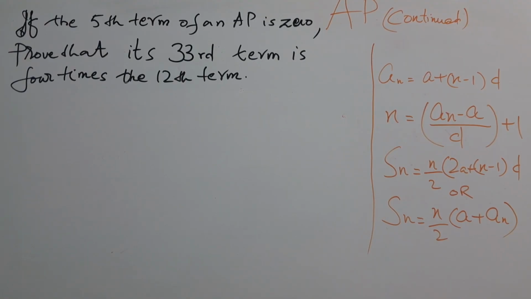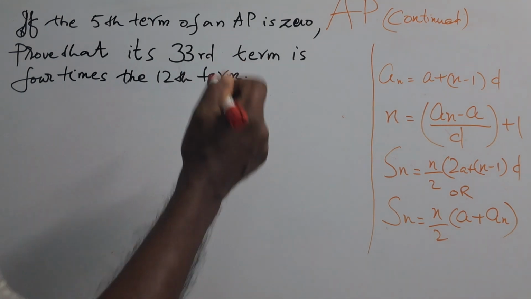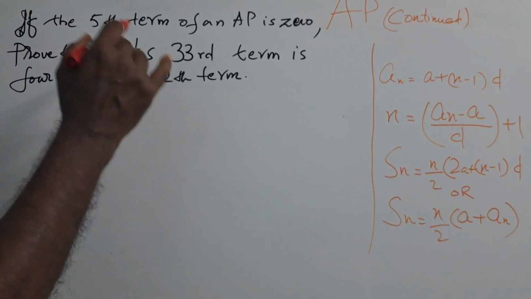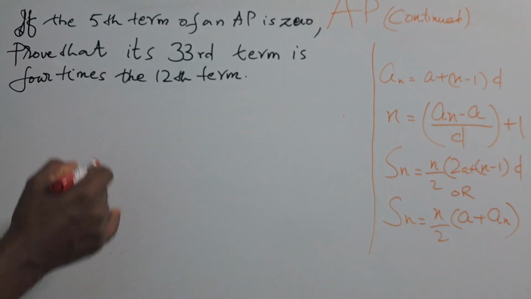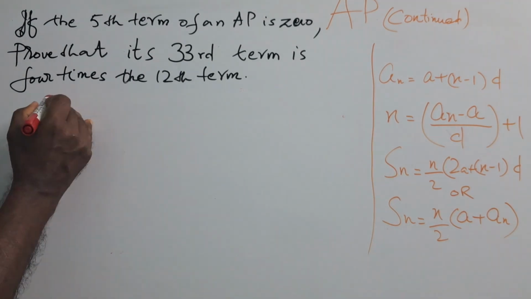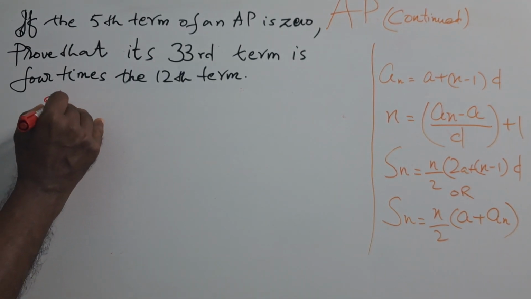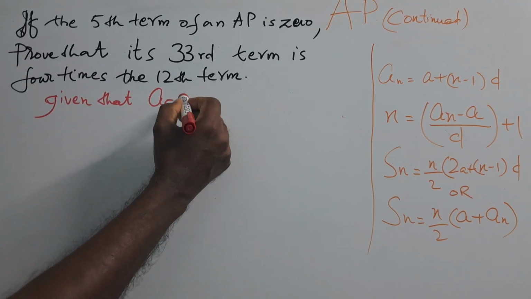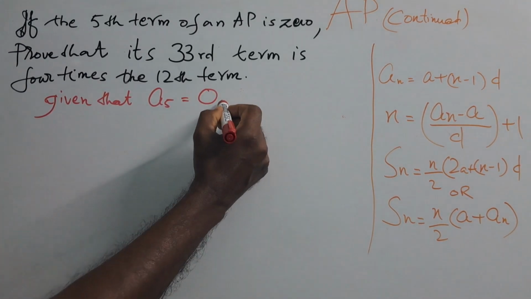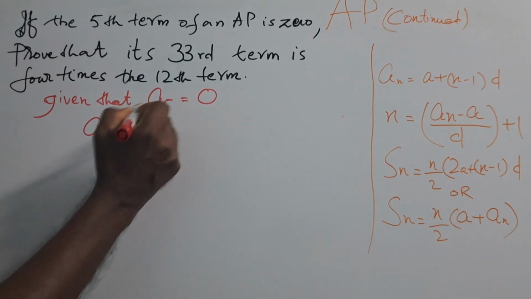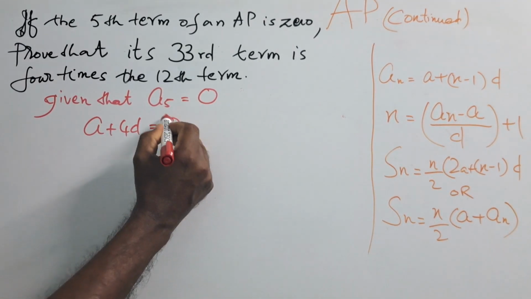Here is a question for you. If the fifth term of an AP is 0, we need to prove that the 33rd term is 4 times the 12th term. Now, it is given that A5 is equal to 0, that is A plus 4D. A5 is equal to A plus 4D is equal to 0.